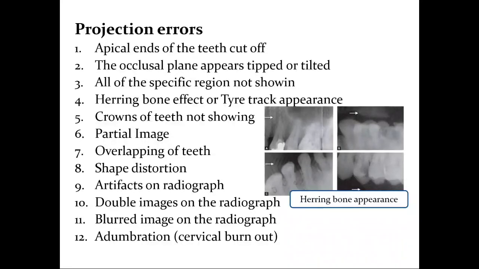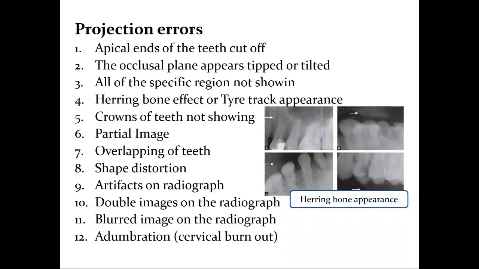And then you have the overlapping of the teeth, which can be caused because of improper horizontal angulation. As you know, with the horizontal angulation, you should pass the beam across the contacts in such a way that it is perpendicular to the contacts of the tooth. Once that is not followed, there is this kind of overlapping of the tooth. And then you have shape distortion, artifacts, and double images on the radiograph. Why are the double images seen? It's because the film has been exposed twice. That can also lead to double images, or the patient's position has differed. So that is when you have this kind of an error.